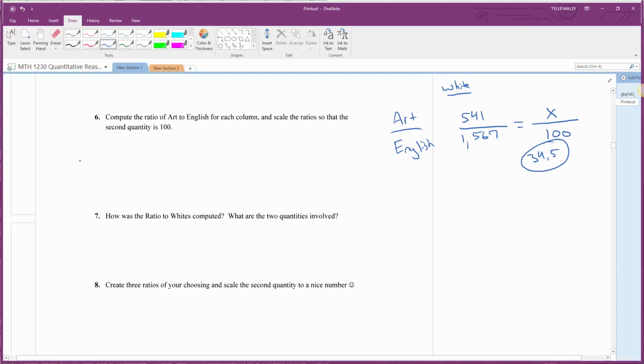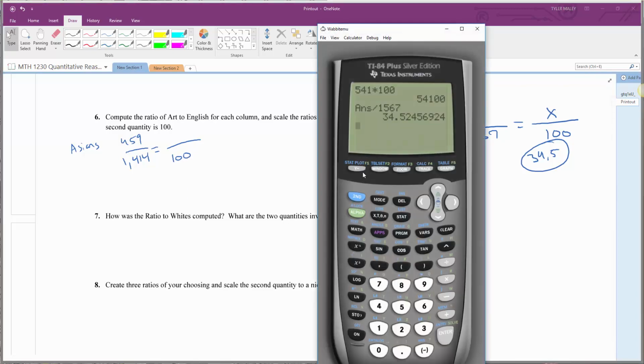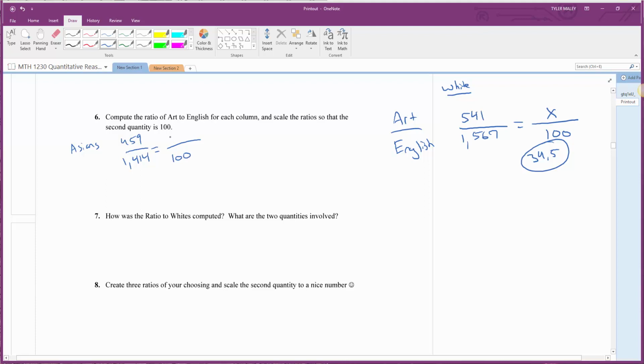So I'll just write down what ratio you should get. For Asians, you should end up getting 459 over 1,414, and then this would be over 100, right? So here we would take 459 times 100 divided by 1,414, and we get roughly 32.5. Right, so this would be 32.5.